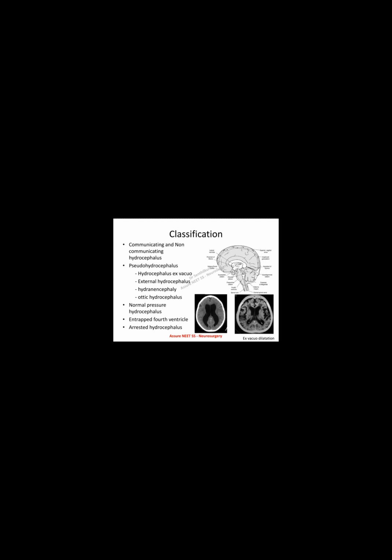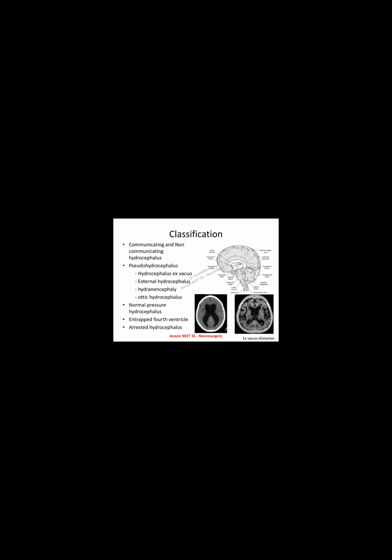Hydrocephalus is broadly classified as communicating hydrocephalus and non-communicating hydrocephalus. So what is communicating hydrocephalus? If there is a hydrocephalus and still the CSF is communicating through the foramen of Magendie and foramen of Luschka, then it is called communicating hydrocephalus. What is actually given in the book is, if CSF is freely communicating into the subarachnoid space and there is still a hydrocephalus, then it is called communicating hydrocephalus. If CSF is not freely communicating into the subarachnoid space and there is a hydrocephalus, then it is called non-communicating hydrocephalus.